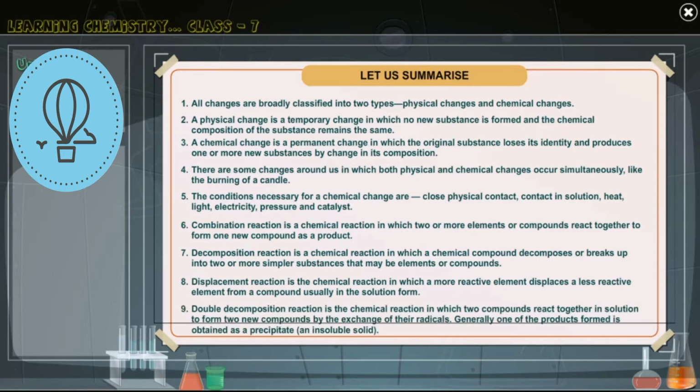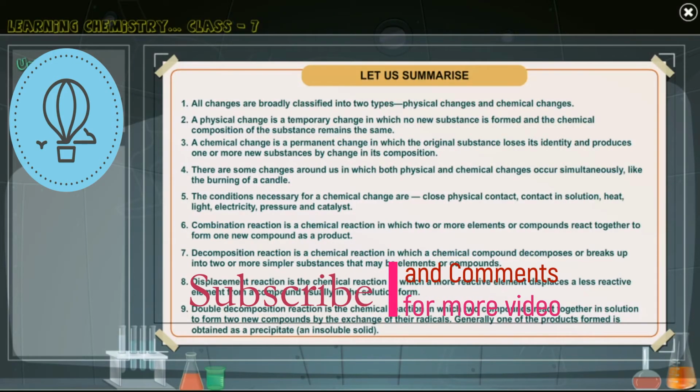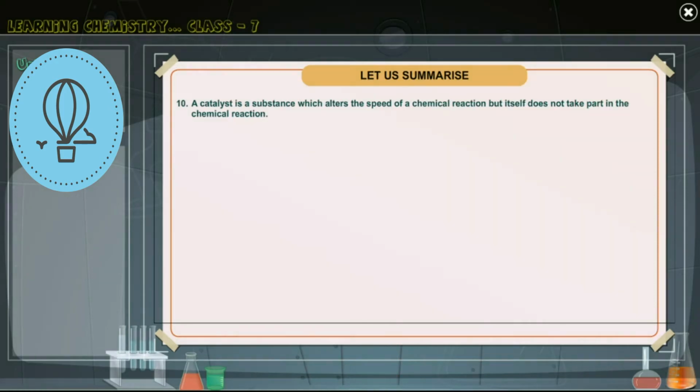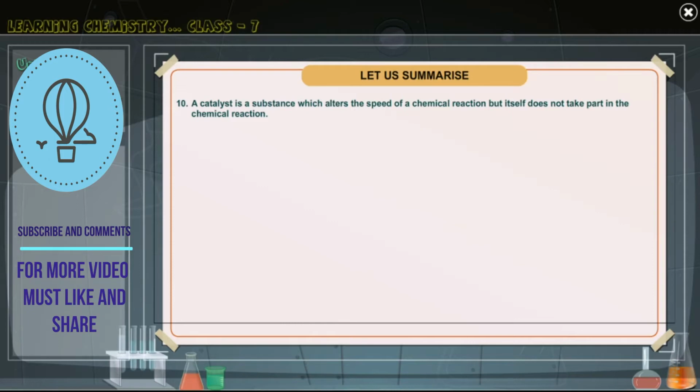9. Double decomposition reaction is the chemical reaction in which 2 compounds react together in solution to form 2 new compounds by exchange of their radicals. Generally, one of the products formed is obtained as a precipitate, an insoluble solid. 10. A catalyst is a substance which alters the speed of a chemical reaction, but itself does not take part in the chemical reaction.